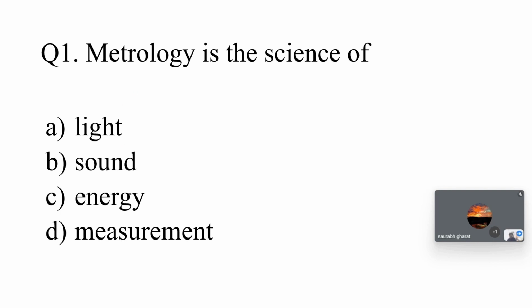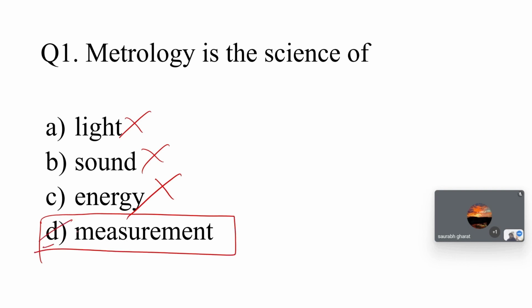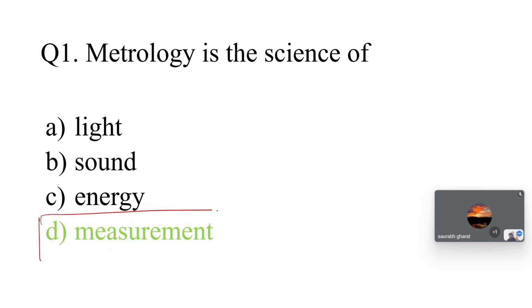Metrology is the science of light? So it's wrong. Sound, wrong. Energy, wrong. So what is it? Metrology is the science of measurement. It is not energy, not sound, not light, only measurements. So these all are wrong, and only measurement is the correct answer. So your D will be your correct answer for metrology.